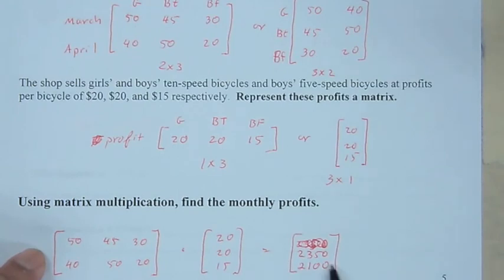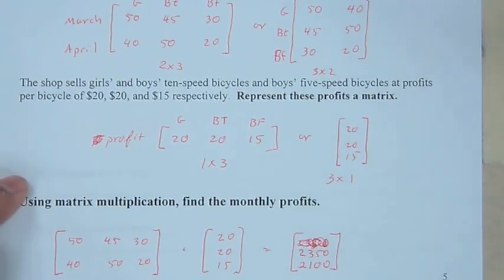Okay, this bottom one comes from the second row times the first column. 40 and 20, 50 and 20, 20 and 15. Add them up, we get this number, and that is our answer right there.